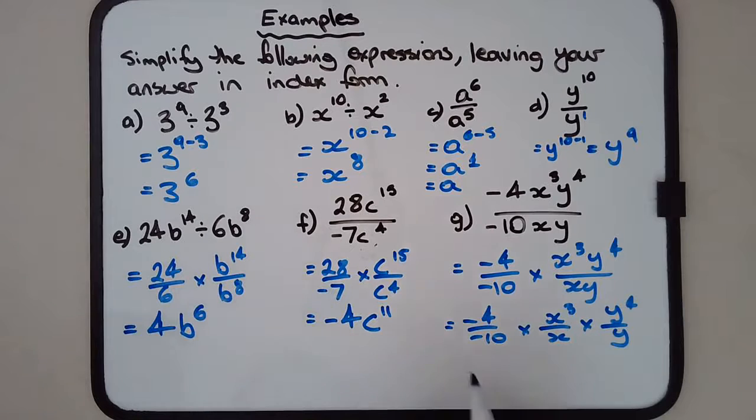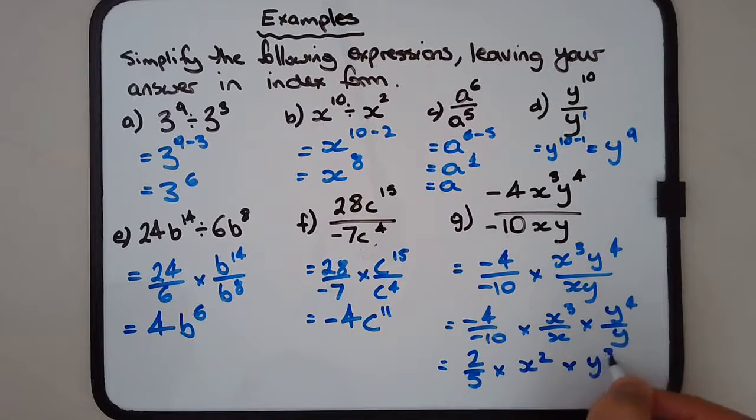Now, negative 4 over negative 10, okay, negative divided by a negative, you get a positive. 4 over 10, you can put that in your calculator if you like, divide top and bottom by 2, you're going to get 2 over 5, multiplied by, now x to the 3 over x is x squared, and y to the 4 over y is y cubed. Remember, when it's a pronumeral by itself, it has an index of 1. 3 minus 1 is 2, 4 minus 1 is 3.